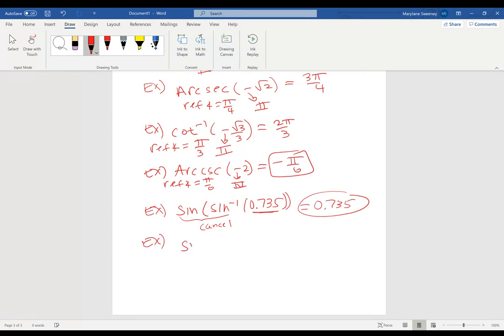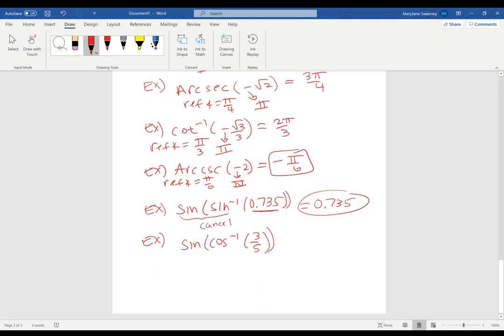And last one, if we've got sine of inverse cos of 3/5. Now this looks weird because we don't know what angle has a cos of 3/5. But what I can do is draw a triangle with some theta, and I'm going to make the cos of that theta, which is adjacent over hypotenuse, equal to 3/5. So now I want to know what's the sine of that angle, theta.